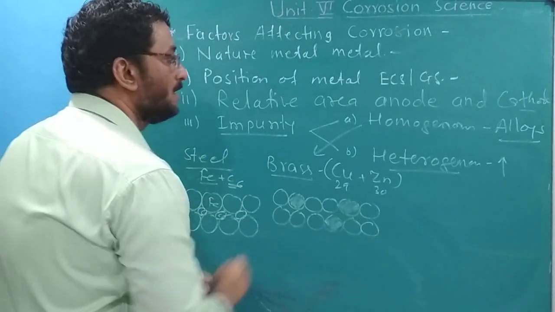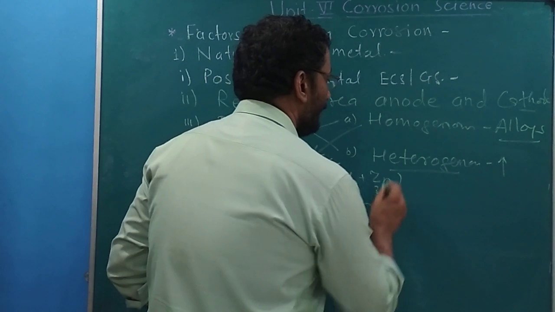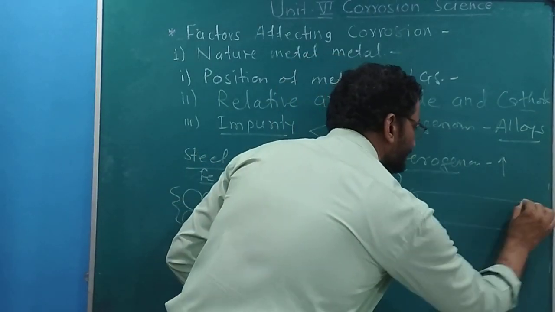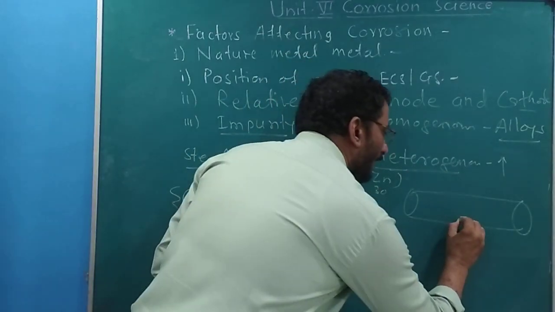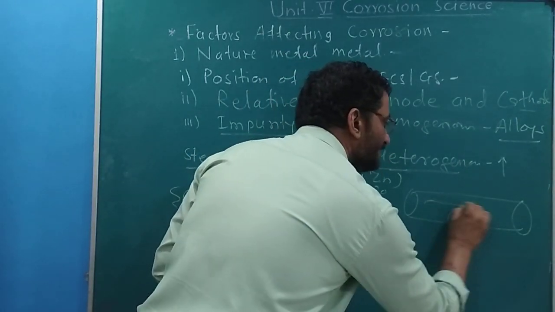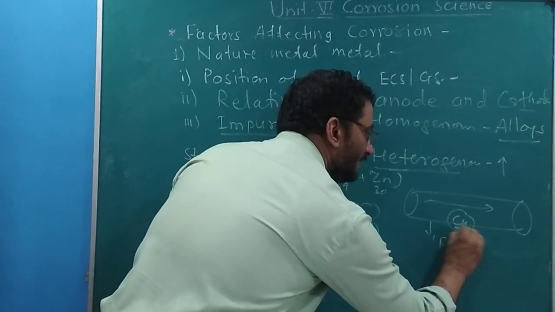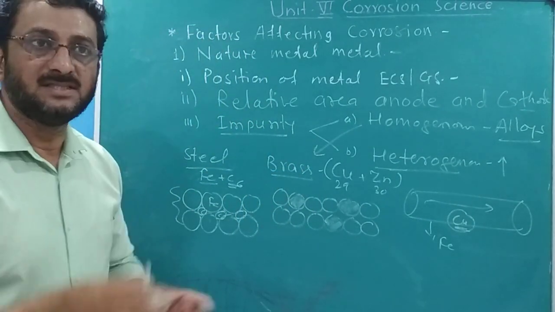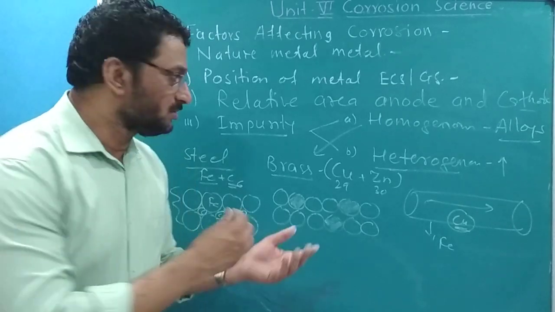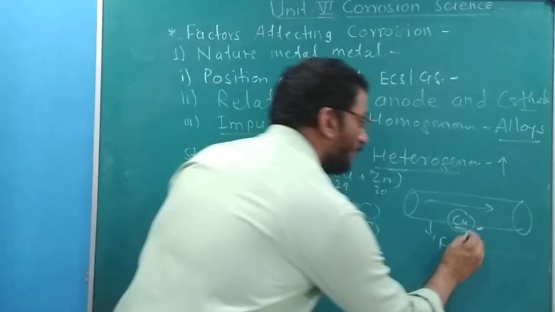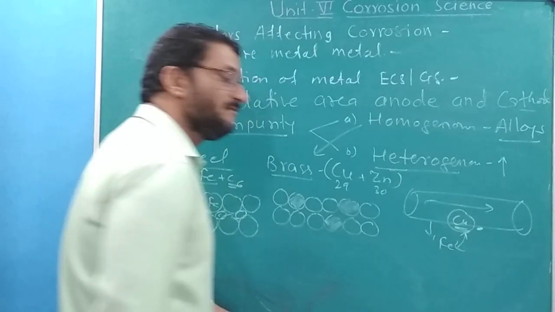So this is one case. At the same time, if a heterogeneous system is formed, what is that? This is a pipeline. A steel pipeline, an Fe pipeline, having some copper as an impurity, is carrying some water or some solvent. This is Fe. Then if copper is there as a solid impurity in the pipeline, out here it is, this copper is here, and that results in the formation of an electrochemical cell between Fe and copper.